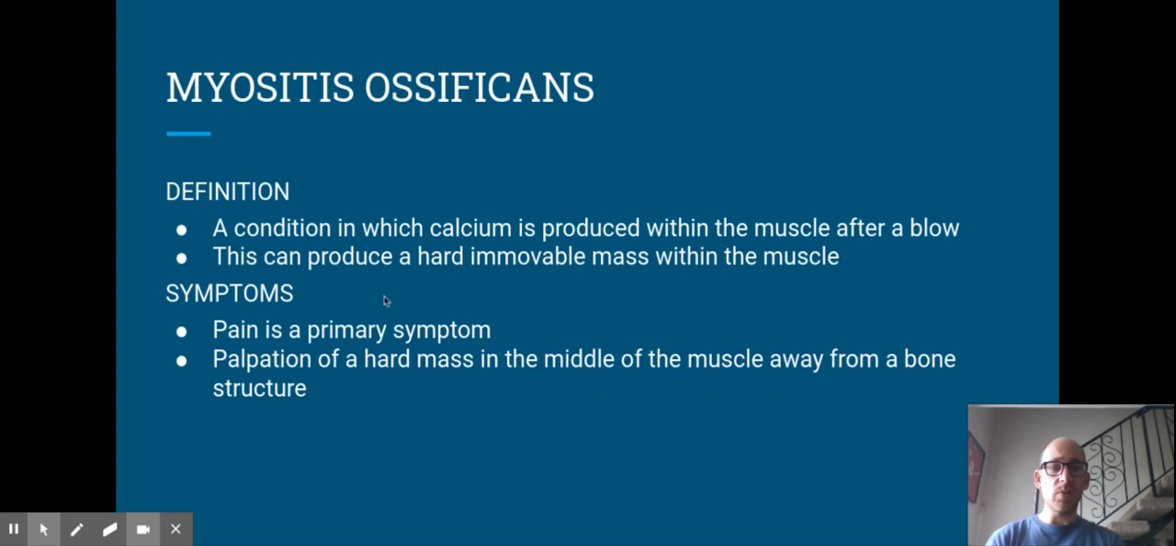Okay, so our next one, this is one you probably have heard of, called myositis ossificans. Basically what this is, you can see the OC root word, which you may remember is bone, and myo is muscle, and that'll tell you a little bit about what it is, and then the itis of inflammation. So basically what happens here is we get calcium produced within the muscle after a blow or contact, and that has to be pretty severe blow.